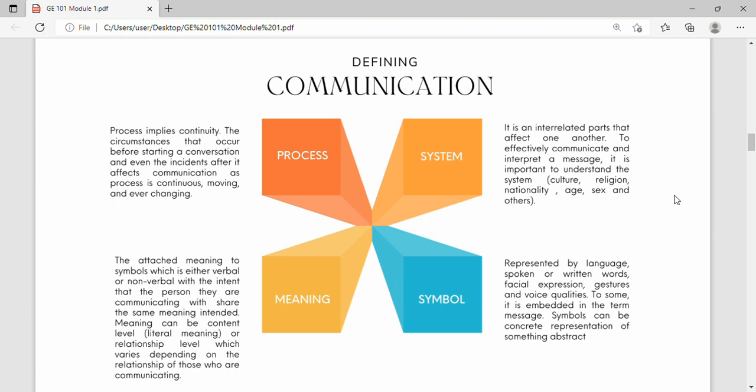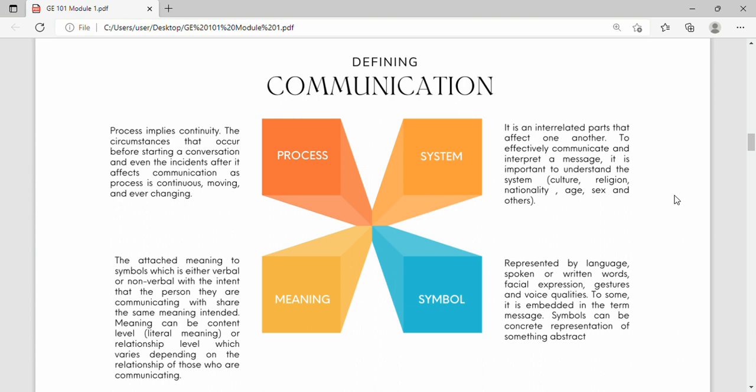Alright, so let's have the symbol, represented by language, spoken or written words, facial expression, gestures, and voice qualities. To some, it is embedded in the term message. Symbols can be concrete representation of something abstract. Alright. So, sinasabi dito na yung symbol ay nagpa-pertain sa words na ginagamit natin. It can also be expression or gesture.